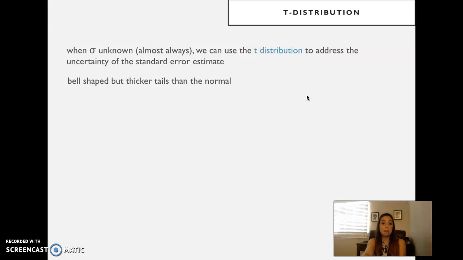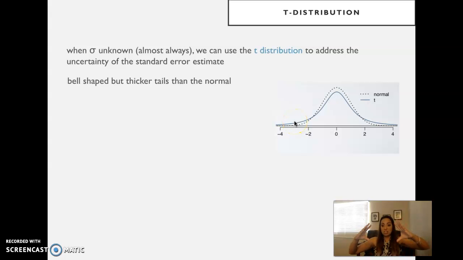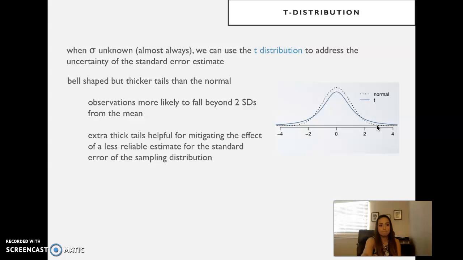The t-distribution is bell-shaped, but it has thicker tails than the normal distribution. If the dotted line is presenting you with the normal distribution, note that the tails of the t are a bit thicker. So for the same two standard deviations, say, above the mean, there is a greater probability of finding stuff for the t than for the z distribution. Observations are more likely to fall beyond the two standard deviations for the t distribution than for the z distribution.